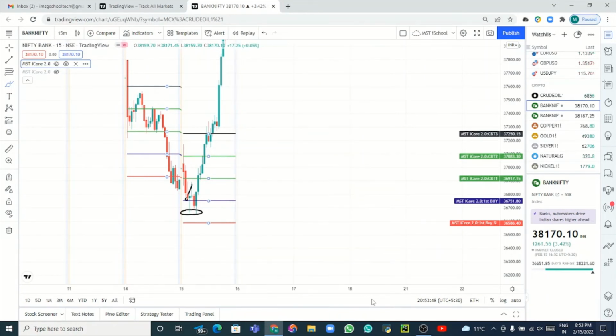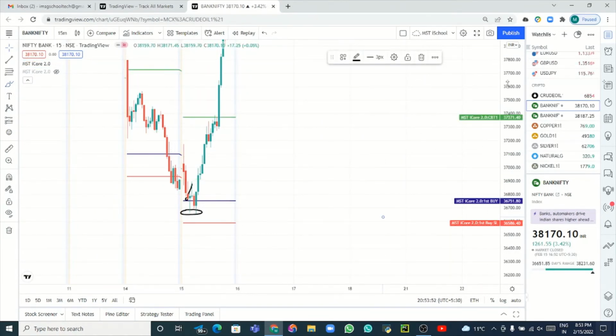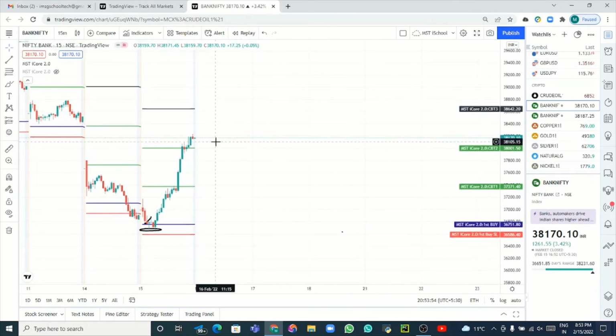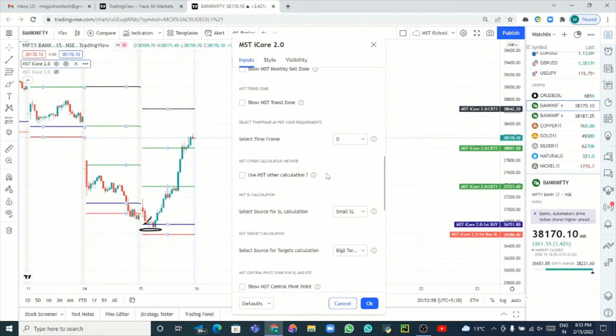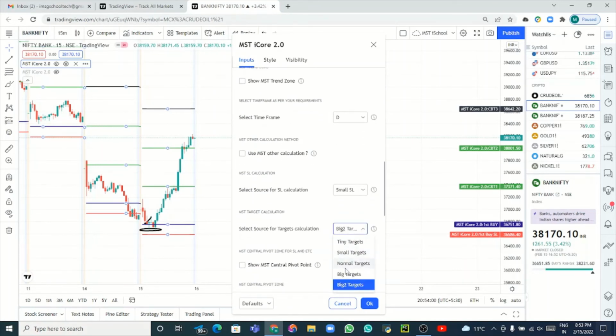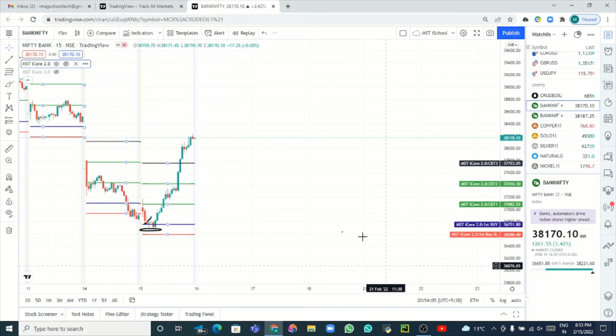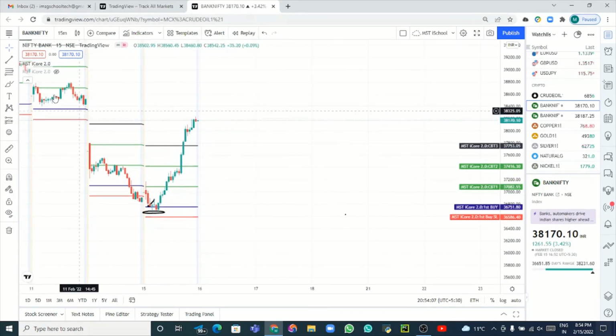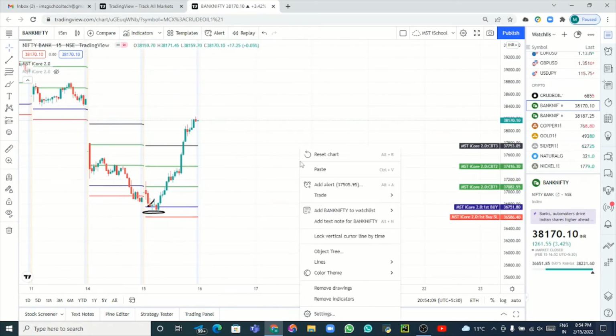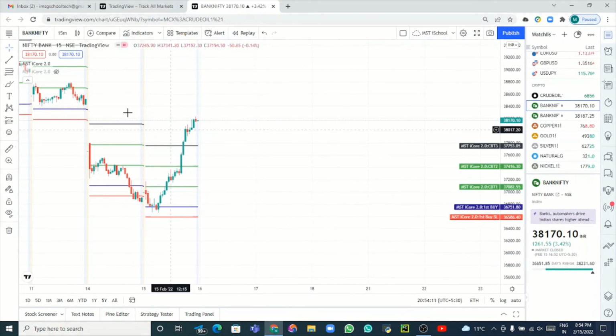So I am showing in big 2 targets. So big 2 targets have been achieved. So let me show you smaller than the big targets, that is big 2. So in big 2, we have got all the targets achieved. So this is how we have to trade. It is very simple. The concept is very simple.